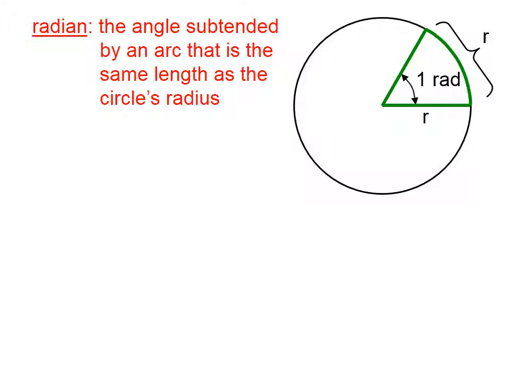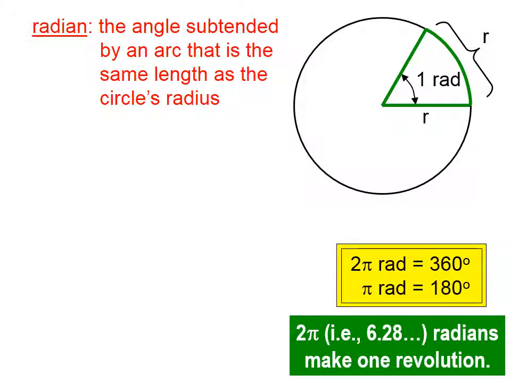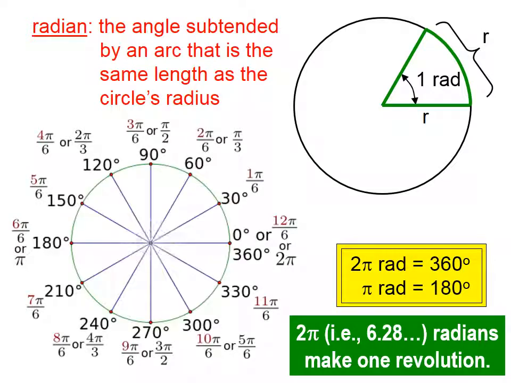That's what we mean by a radian, that it is the angle subtended by an arc that has the same length as the circle's radius. A radian is a little less than 60 degrees. It's about 57.3 degrees. 2 pi of those, in other words 6.28 something of those, would take you all the way around a circle. Those are some equalities that you would want to memorize. 2 pi radians is 360 degrees, or pi radians is 180 degrees. And you're probably familiar with that from taking your algebra or algebra 2 class.